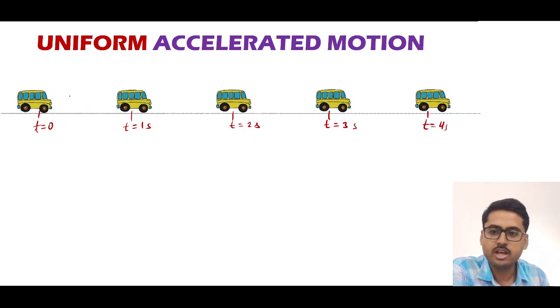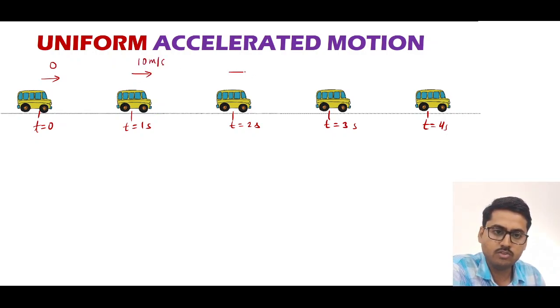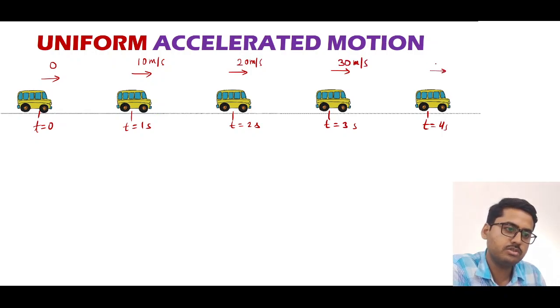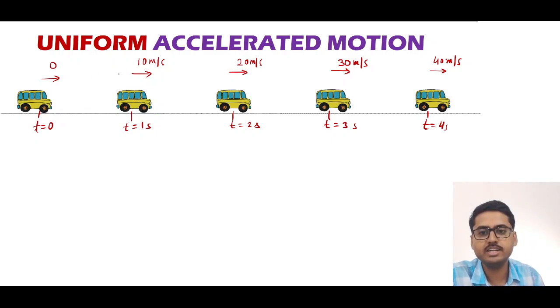And this is the velocity. Let's say the velocity is 0. After a certain time, the velocity is 10 meters per second. Now the velocity is 20 meters per second. Now the velocity is 30 meters per second and 40 meters per second. So what do you see in this case? After every 1 second, the object's velocity is increasing by 10.